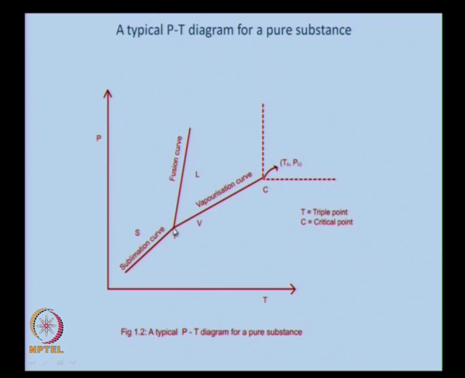Note this point T, this is called a triple point, because as you note, at this particular point there is coexistence of 3 phases, solid, liquid and vapor. This point is C, the critical point, above which you have what is called a supercritical phase. Above this pressure and above this temperature, you have a supercritical phase here.